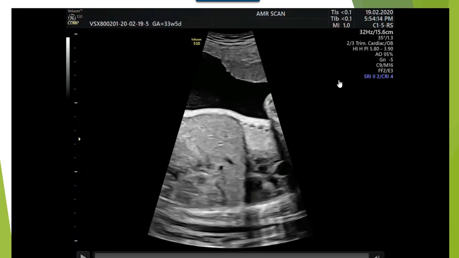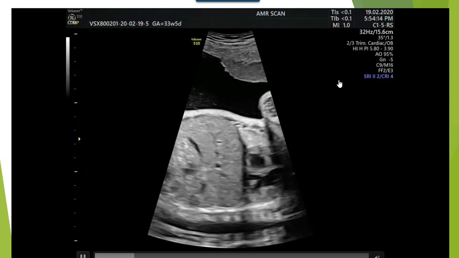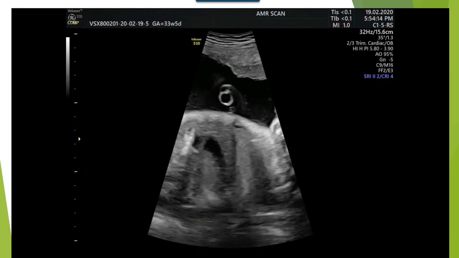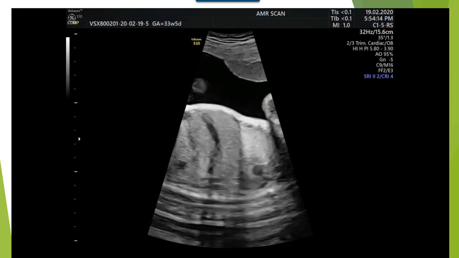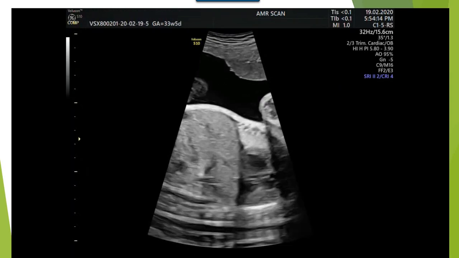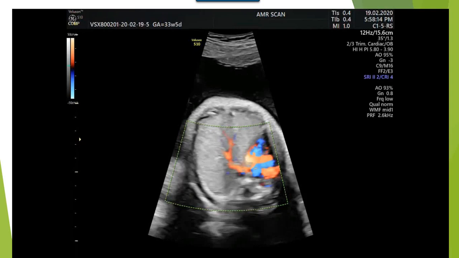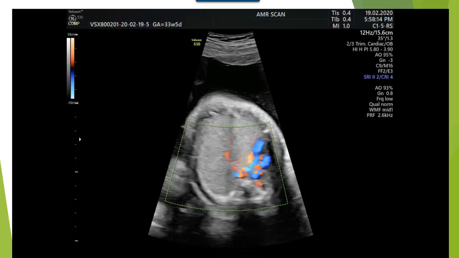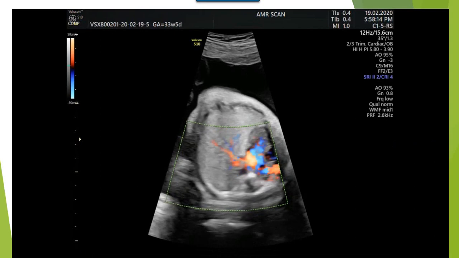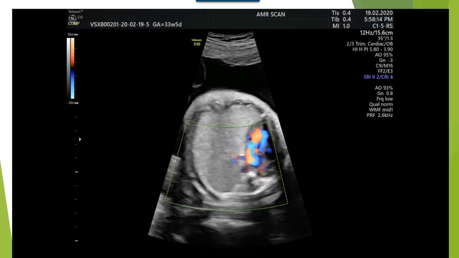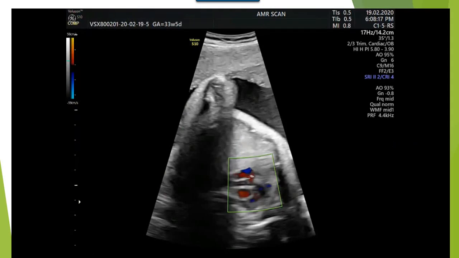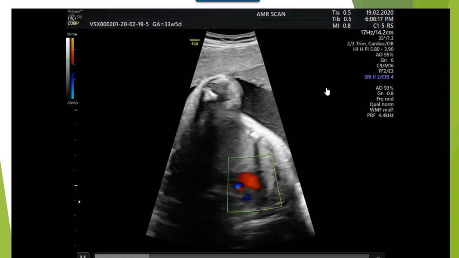And here an important cine loop showing that the diaphragm is intact, with complete separation between abdominal viscera and lungs. You will also notice here the single pulmonary venous return from the left lung. And you will notice here also the normal flow direction at the three-vessel view.